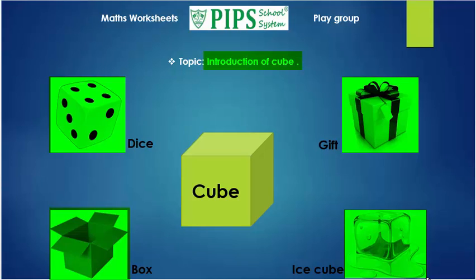Playgroup class, again read with me. The first one is dice. What is this? Dice. The next one is box. What is this? Box. The third one is gift. What is this? Gift. And the last one is ice cube. What is this? Ice cube.